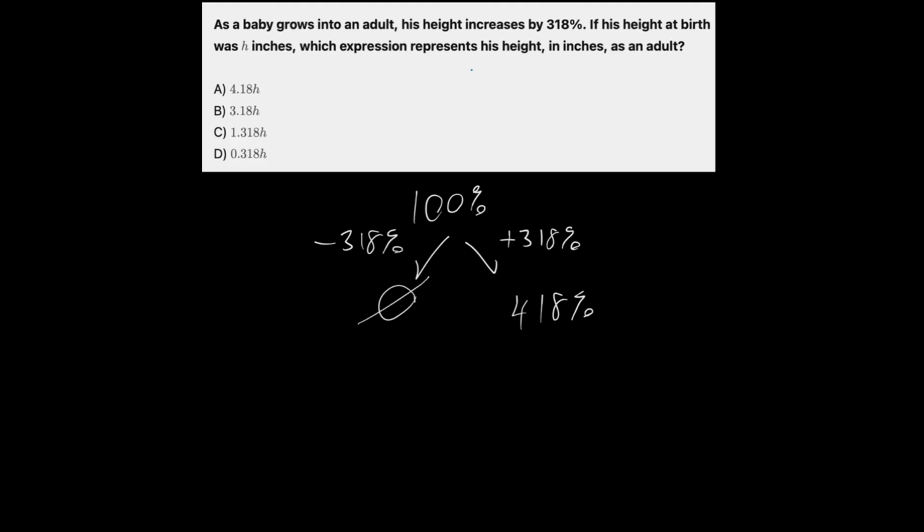But as we said earlier, you can think about what you would do with an easier percent. For instance, 56% turns into 0.56 because the decimal moves 2 spaces to the left. Therefore, 418% would become 4.18 if you move the decimal 2 spaces over. So we have 4.18 times the original number, which was h, and that's answer choice A here.